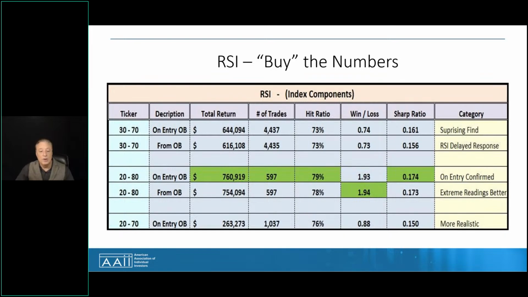So here are some results. I just want to show you what you're looking at: a 13-year study on every stock in the S&P 500 on the relative strength index. The market was flat across this 13-year period, and we got some good results here.